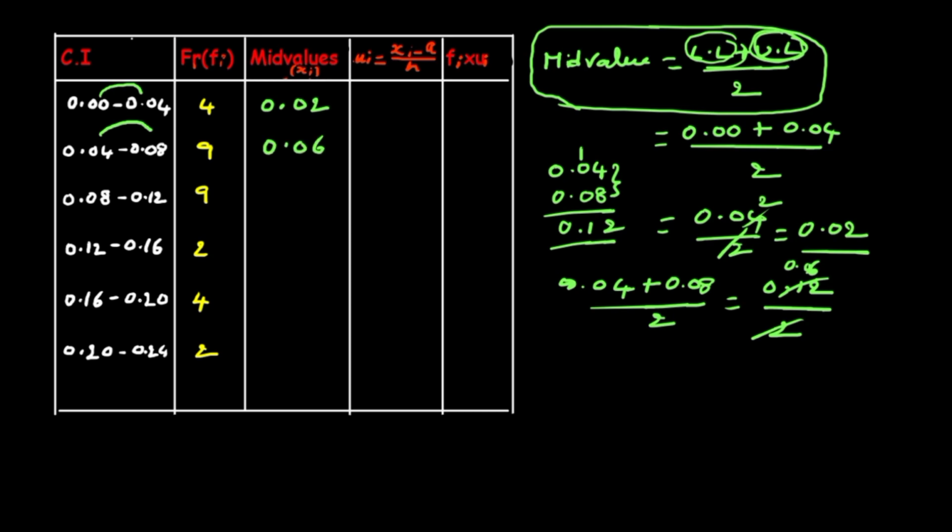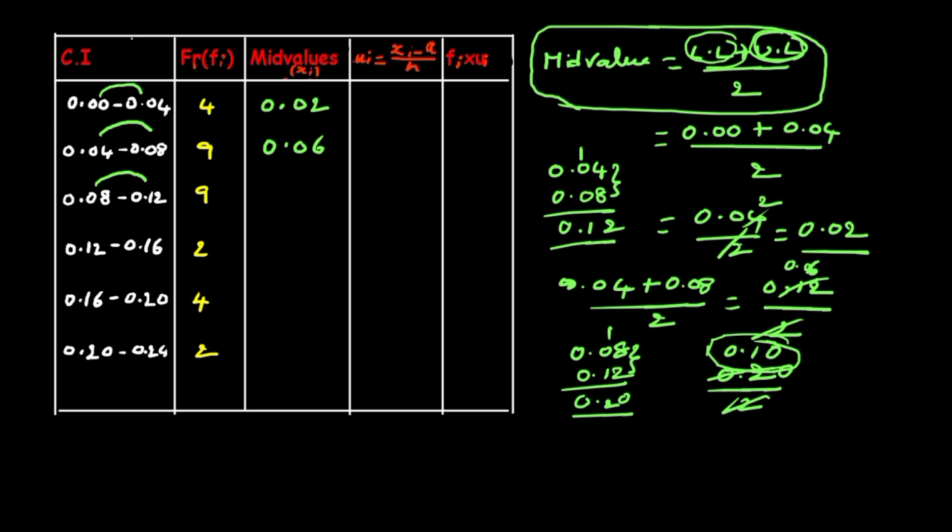And what about the next one? This is 0.08 and 0.12. So 0.08 plus 0.12: 8 plus 2 is 10, 1 plus 1 is 2, so that is 0.20, divided by 2. 2 ones are 2, so it is 0.10. So now you can observe here.